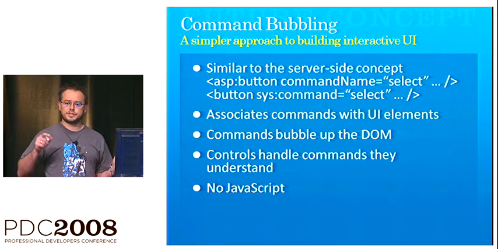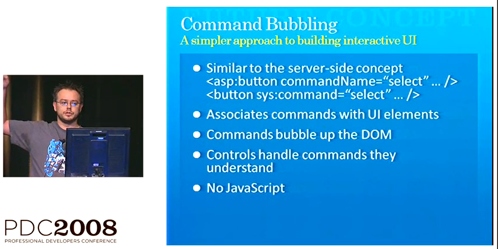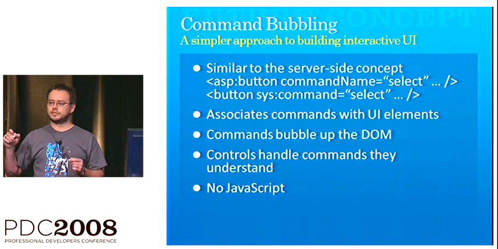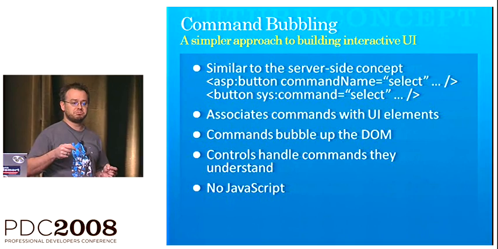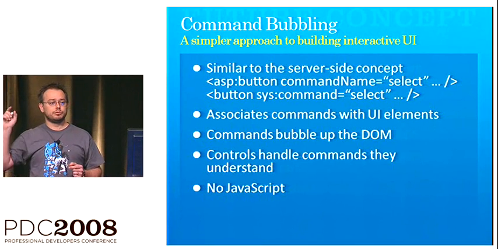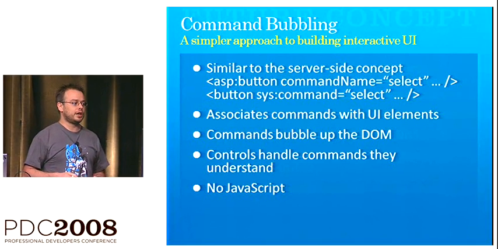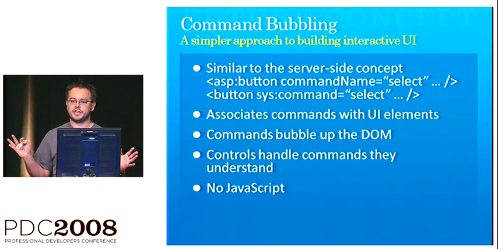And how this happens is that when you click the button, the command bubbles up the DOM until it reaches a component. Every time it reaches a component, it asks the component, hi, do you know about this select command? And the component goes, no, I don't know. Have a nice day. And the command continues to bubble up. And when a component understands that command, it says, oh yeah, thanks for the command. I'll handle it, and the bubbling stops there.